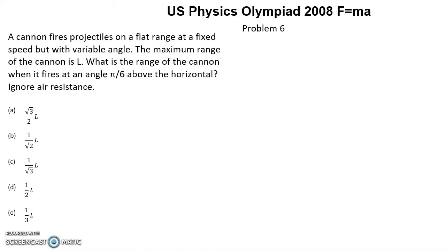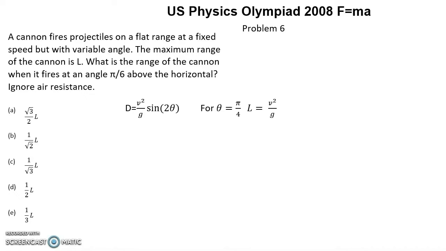Solution. We know that the range for the cannon equals D equals V squared over G multiplied by sine of double angle theta. Maximum range we have when theta equals pi over 4. So it means that sine equals 1.